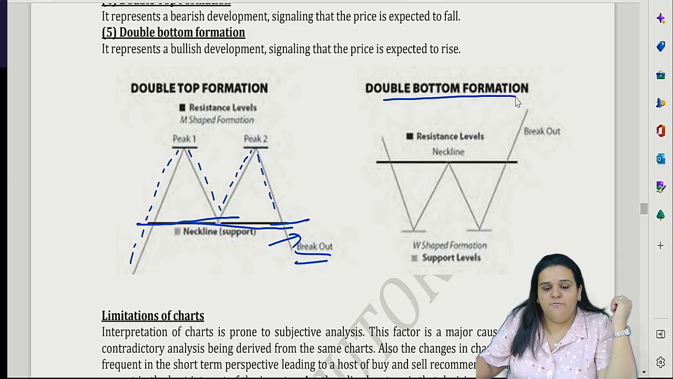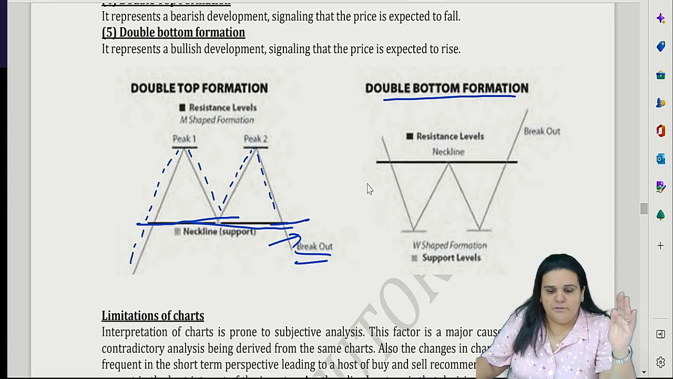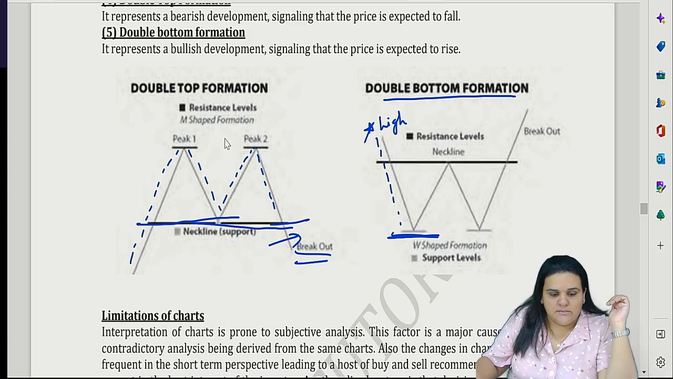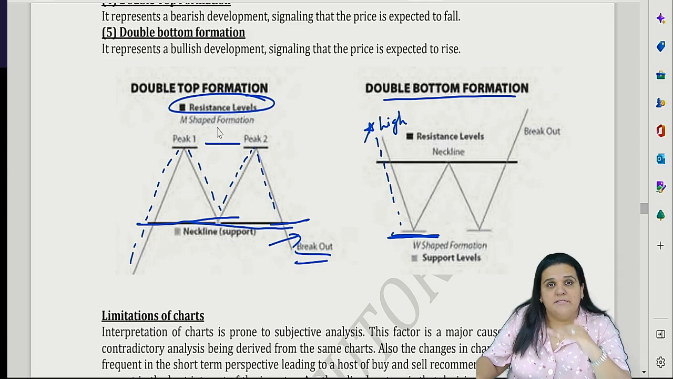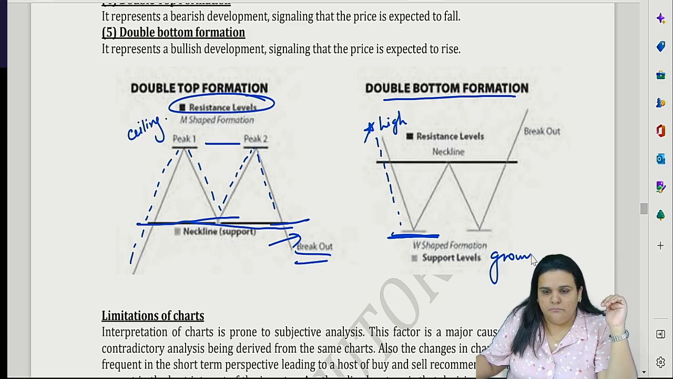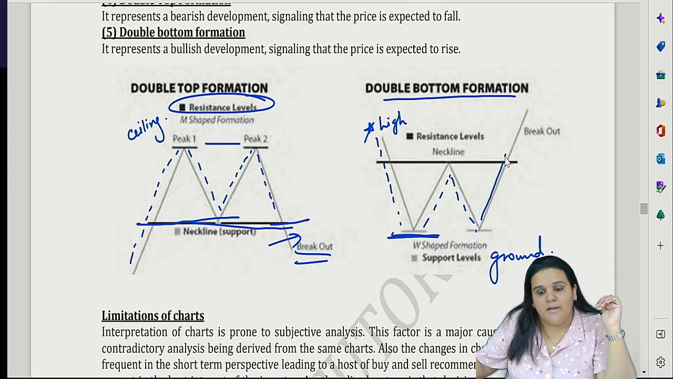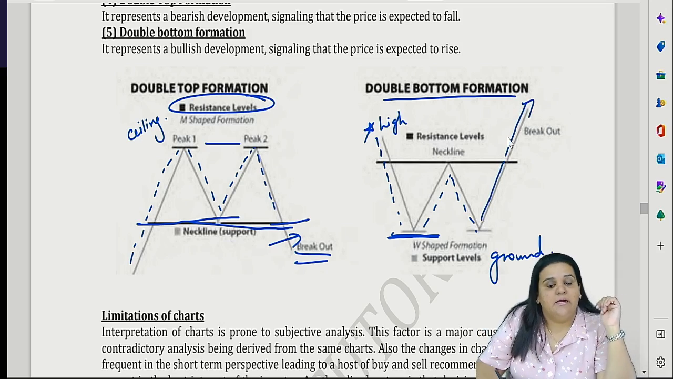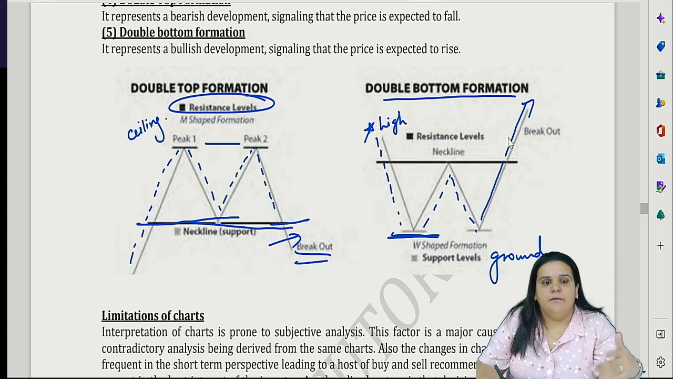Now double bottom formation means what? Double bottom means the price started from here. It was a high price. It started falling. It reached here, the support level. This is the resistance level. On top it is resistance, the ceiling. This is the ground, the support level. It has touched the support level, started rising again. It touched the neckline, again it has started falling. Now once it has crossed the neckline, it is a breakout point. There will be a shoot up in the price again. So double bottom and double top formation. Simple.